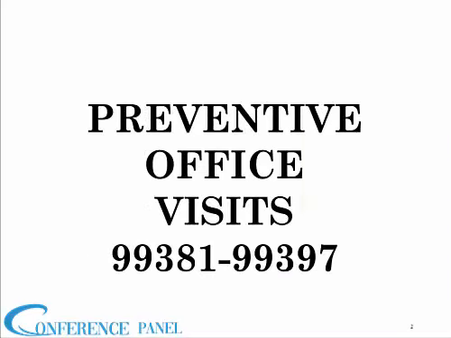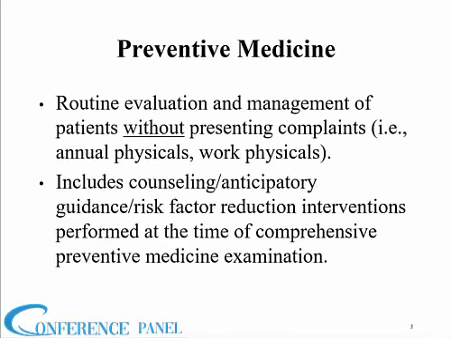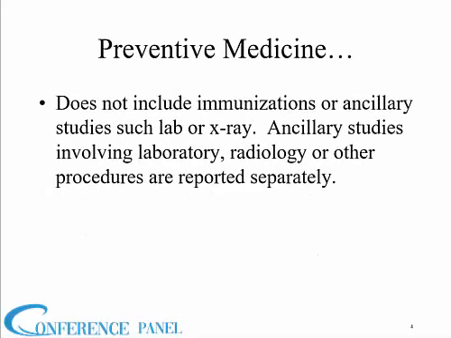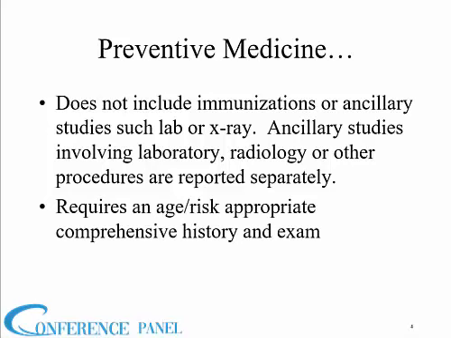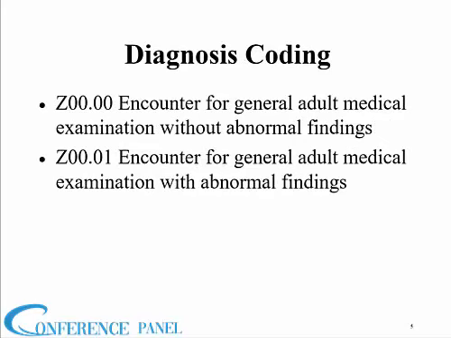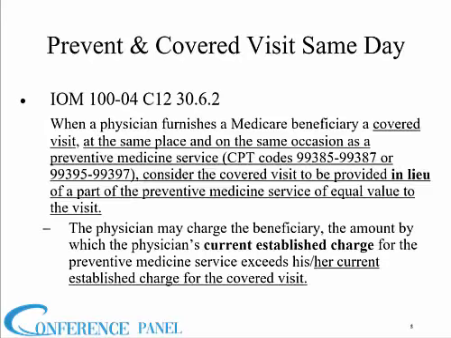Okay. First, we're going to talk about the preventive office visits, 99381 through 99397, new and established patients. It includes counseling, anticipatory guidance, risk factor reduction interventions. It does not include any immunizations, ancillary studies, lab or x-ray. Requires an age and risk-appropriate comprehensive history and exam. The diagnosis codes that go along with annual physicals, HMEs, are Z00.00 and Z00.01. You can have a preventive and a covered visit on the same day.